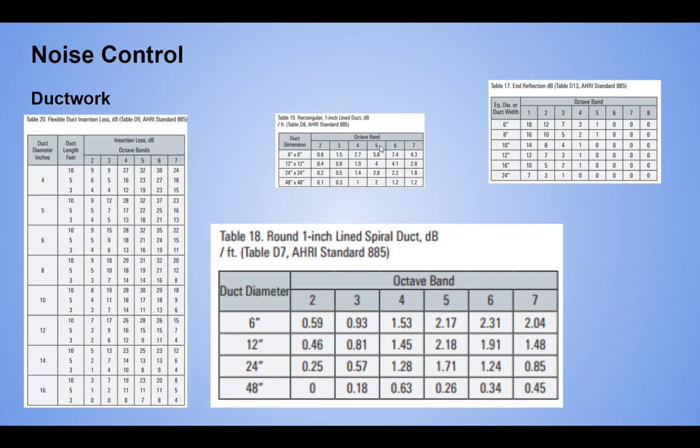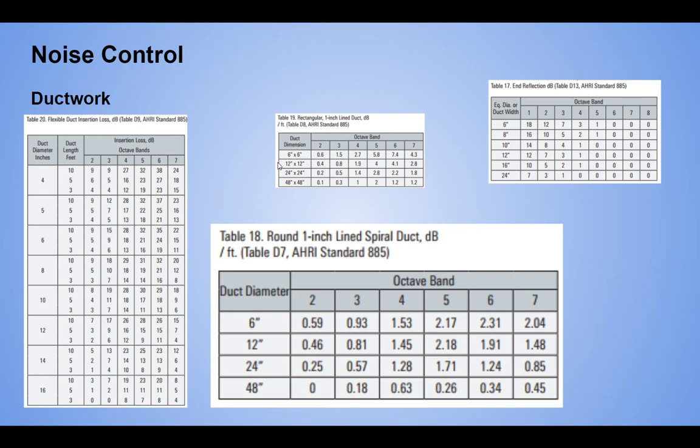And then we have rectangular 1 inch, and note that this one is dB per foot. Where this one is length, if it doesn't go over 10 feet, I probably would not use more than 10 feet because the static pressure is probably going to be too high. These are all manufacturer data. This is pulled off cut sheets.